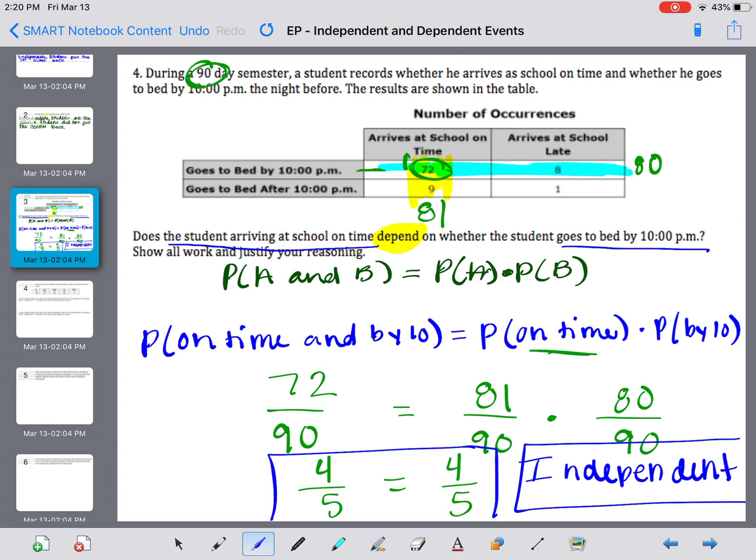So all you have to say is independent or dependent. And then by doing all that math, that's supporting your answer. So these are independent of each other, meaning going to bed by 10 has absolutely nothing to do with whether or not he arrives to school on time. They have no effect on one another, therefore they're independent of each other. Okay, so there's problem number 4.